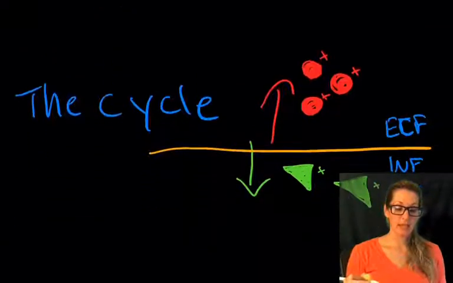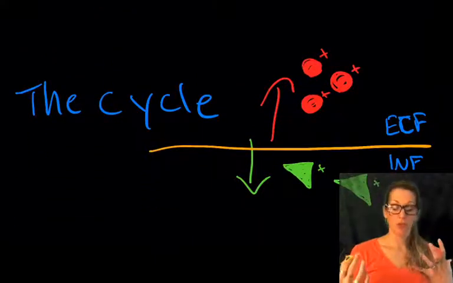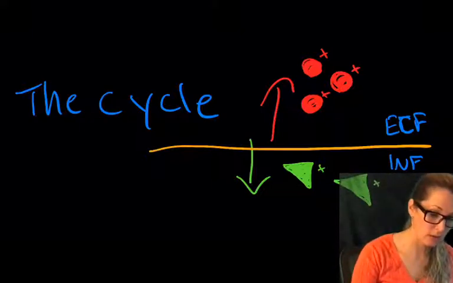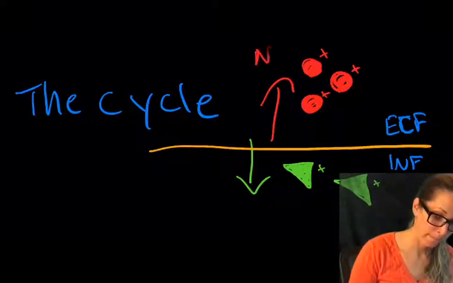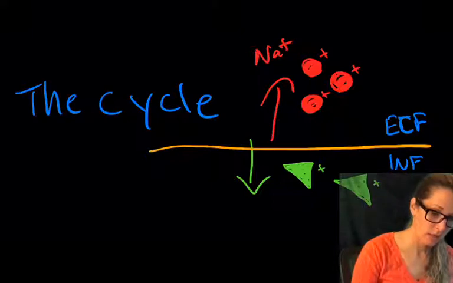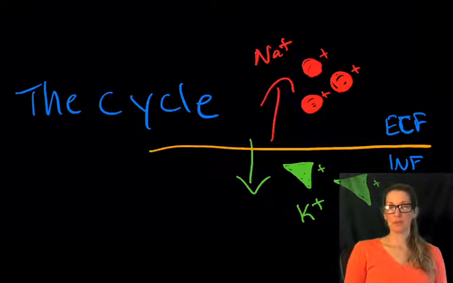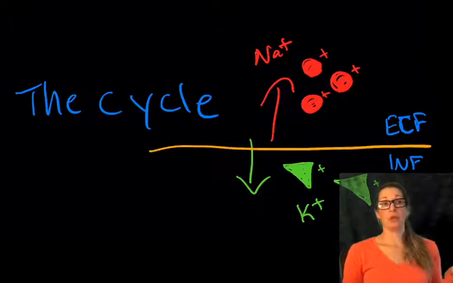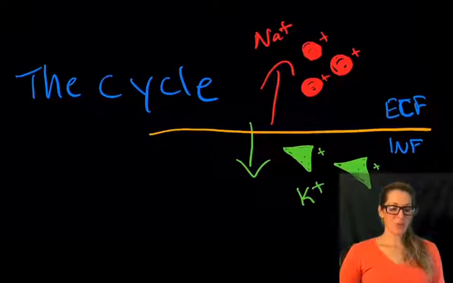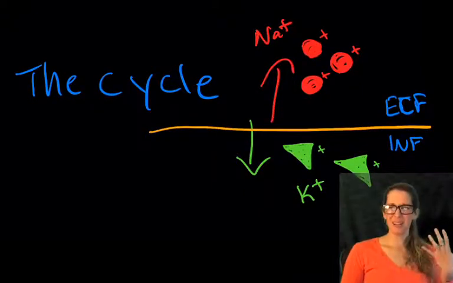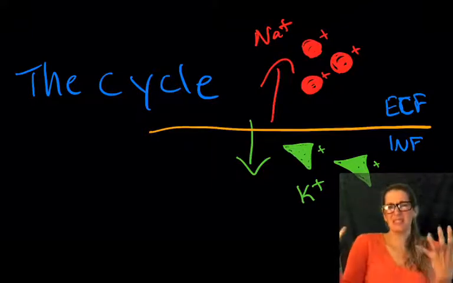What it does every cycle is it pumps 3 sodiums out of the cell and 2 potassiums into the cell. So maybe to you, you're like, okay, cool. But for me, I was always like, why are we pumping positive and positive? That doesn't make sense to me.